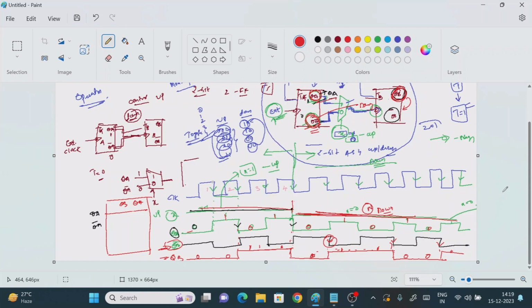Now see, what is the QA value here? 0, right? So I am going to write it. What is the QB value? 0, right? In the next clock pulse, what is the QA value? 1, QB value equal to 0. For the next one, QA value is 0, QB value equal to 1. After that, QA value is 1, and QB is 1, right? After that, QA value 0, QB value also 0. After that, QA value is 1, QB value 1, so it means 1, 1. After that, QA value equal to 0, QB value equal to 1.